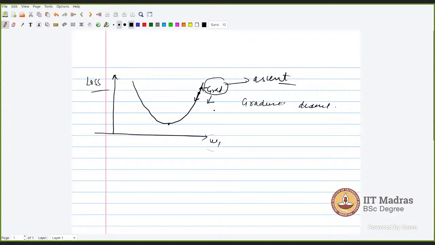This concept will be revisited when you come to the optimization part. But for now, this should be pretty much clear to you. The ascent and descent difference should be clear to you.